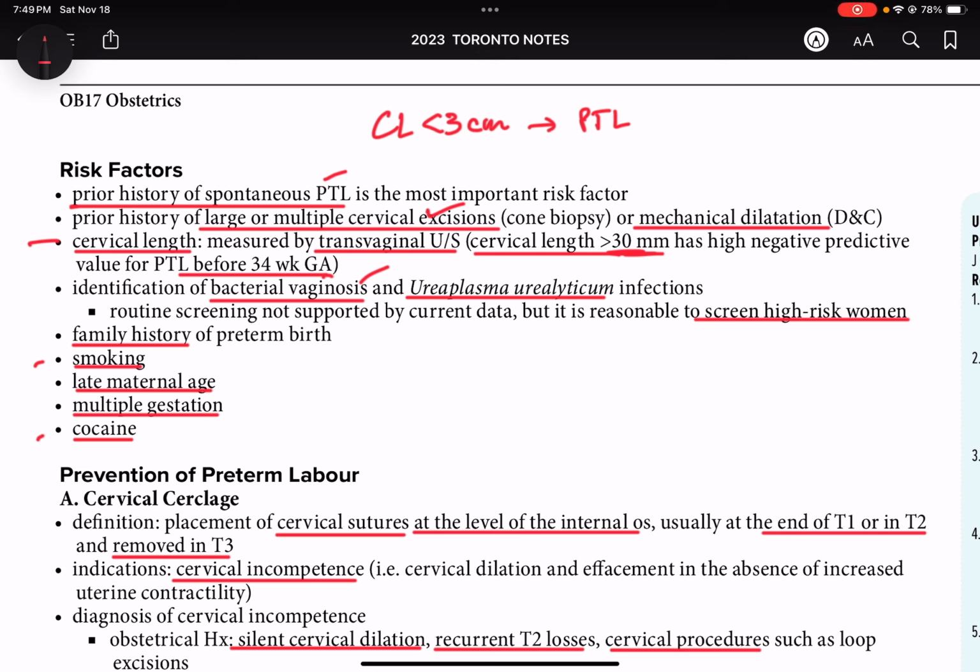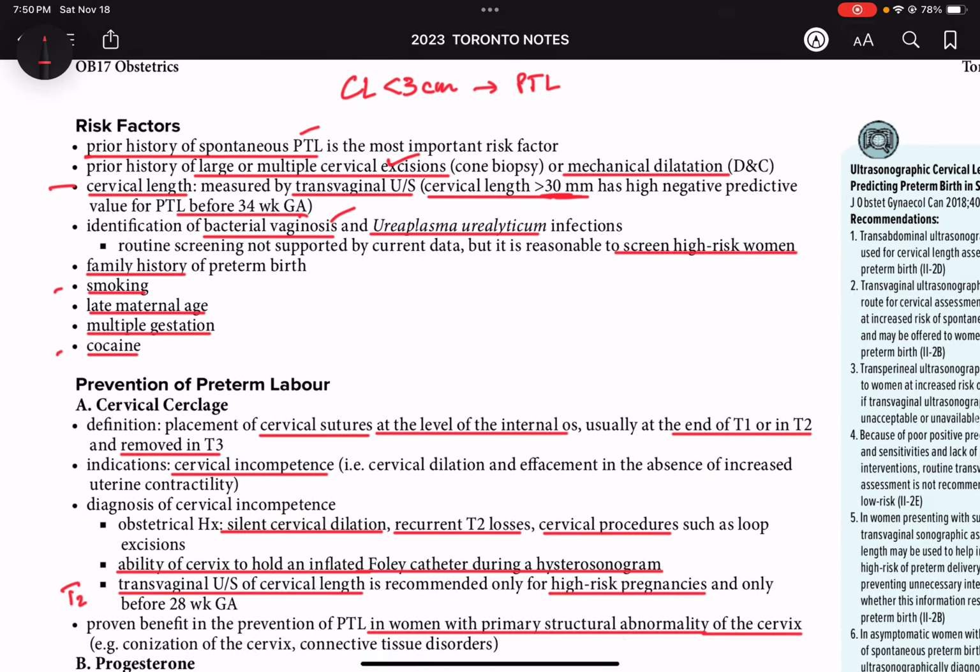And then maybe any family history of preterm birth, smoking, late maternal age, multiple gestation, cocaine. So smoking, cocaine, alcohol, all of these might be a risk factor for any kind of complications. But in here, our main consideration is for prior history of spontaneous preterm labor and any changes in the cervix. And family history of preterm birth also matters, okay?